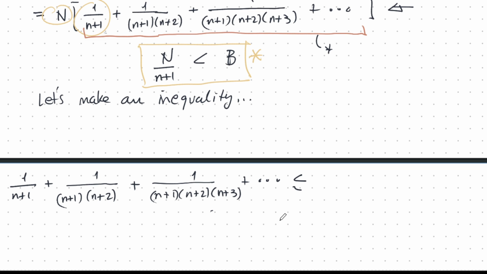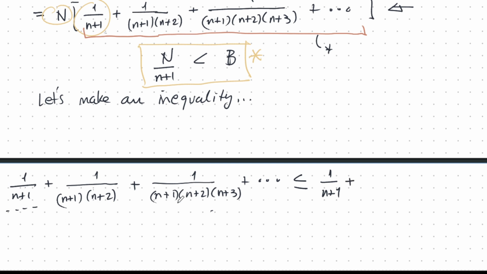So how am I going to do that? Well, let's see. What I can do is take each term and use each term to construct something that's greater than or equal to the term on the left. So 1 over n plus 1, that's greater than or equal to this.